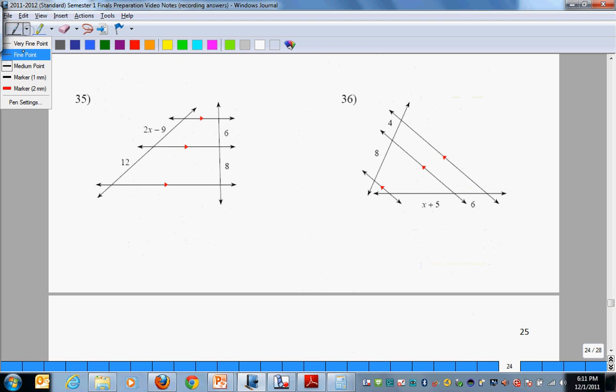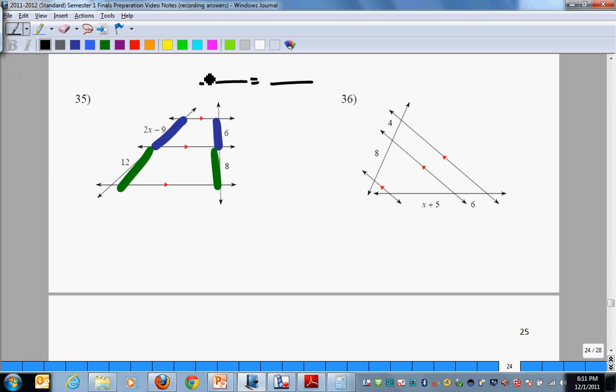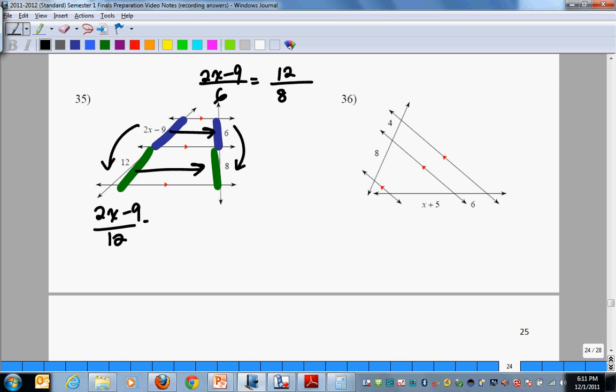Number 35, match and mirror. I see that these match and these match. So I can go 2x minus 9 over 6 equals 12 over 8. I could have also gone top to bottom if I wanted, which would give me this, 2x minus 9 over 12 equals 6 over 8. Either way would work. You cross multiply.